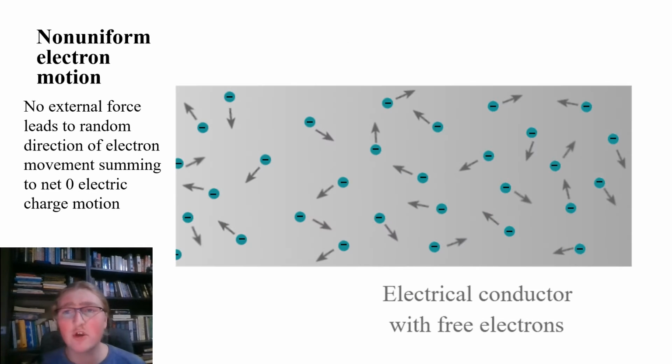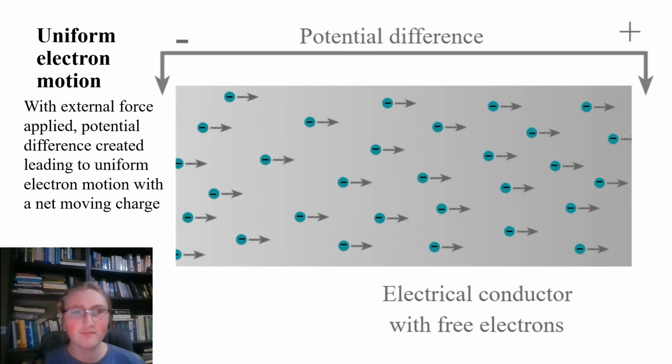However, without an external force, the electron movement is random, such that the sum charge movement is cancelled out. Once an external force, such as a battery, is applied to the circuit, a positive and negative node on either end of the battery creates a potential difference in the circuit. This forces electron movement to become uniform, creating constant movement of charge.